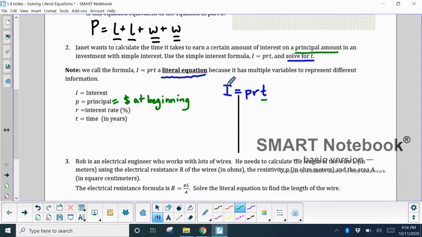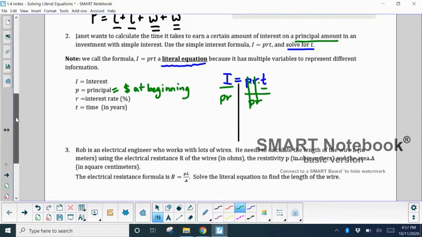itself. So since the equation is I equals P times R times T, and we want to get T by itself, to undo the P times the R, we're going to divide both sides by P and R. So since it's being multiplied, P times R times T, we can actually divide by P and R both at the same time because it's all multiplication.